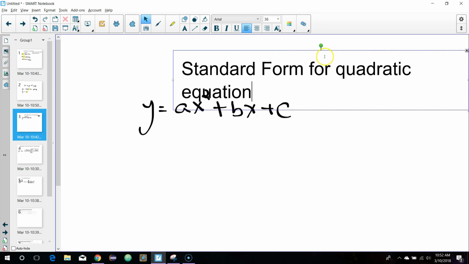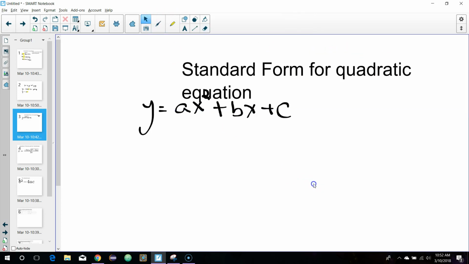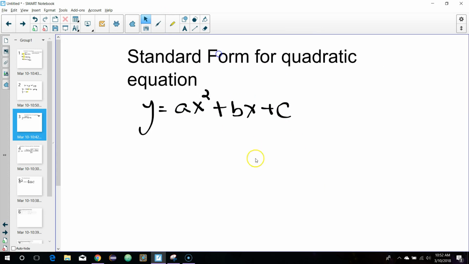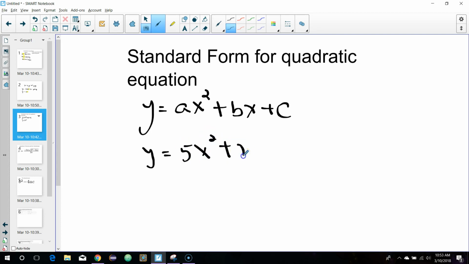Okay, or quadratic form, quadratic equation. So that's what they call the standard form. Basically what it means is, if it's a quadratic equation, it should look something similar to this. Let's say a is going to be 5x squared plus 2x minus 7. I think that's the same example.